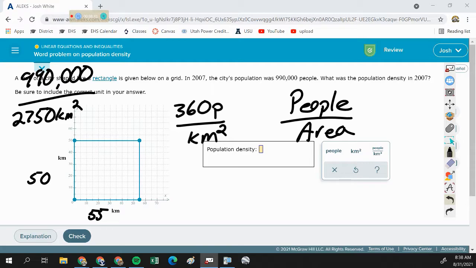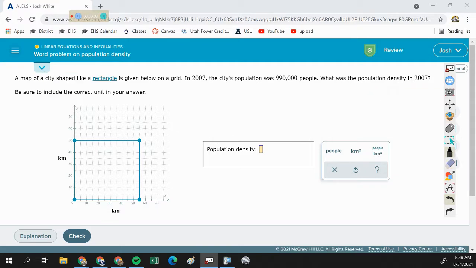That's the average. So one kilometer might have a high-rise building, and it has more density, and then right next door is a house, and it's not as tall, it can't hold as many people. But on average, every square kilometer in this city has 360 people. Any questions there? Okay.